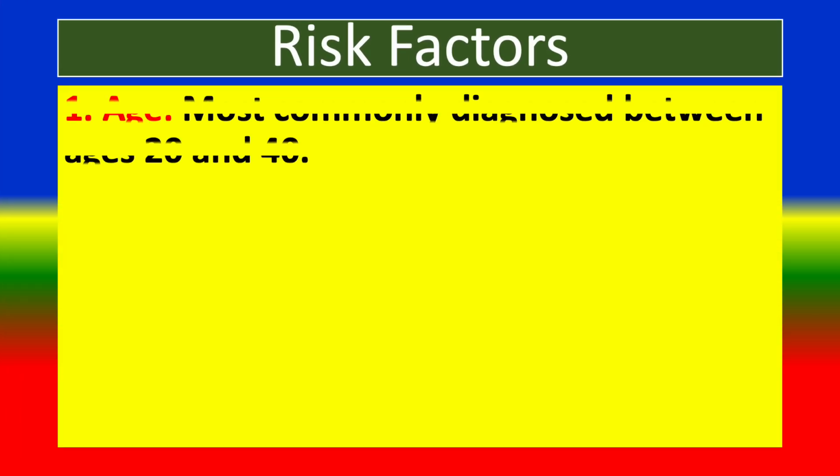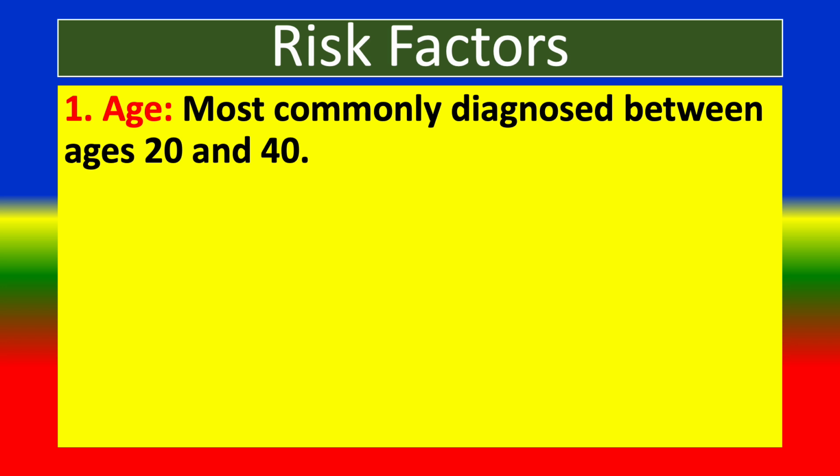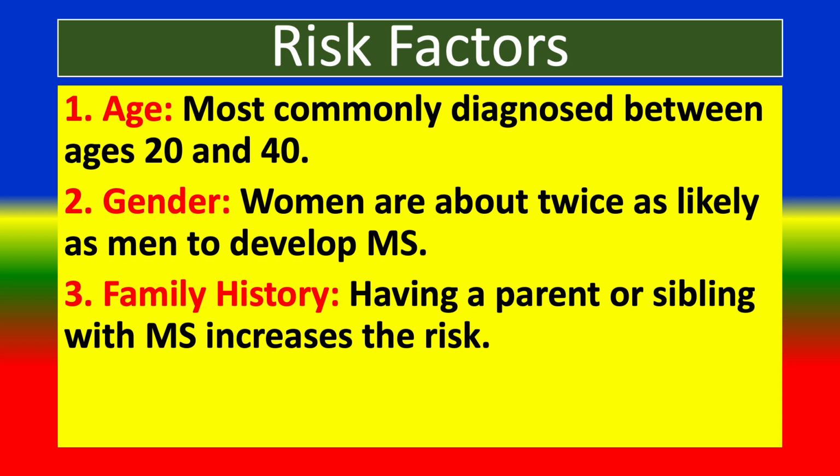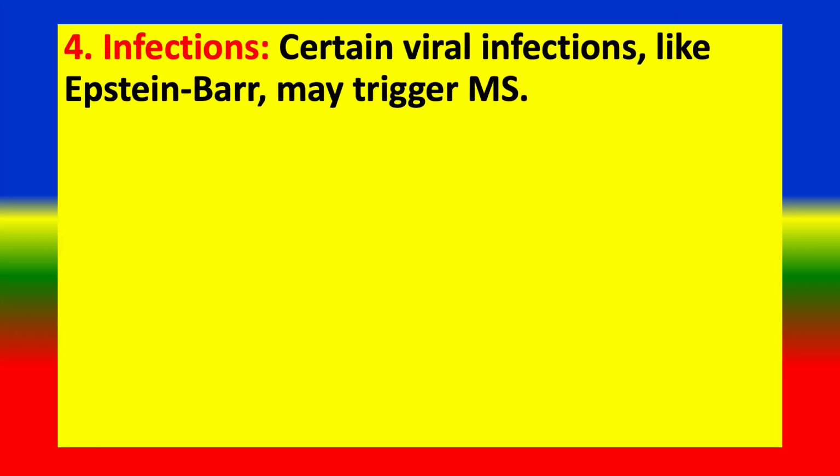Risk factors. 1. Age. Most commonly diagnosed between ages 20 to 40. 2. Gender. Women are about twice as likely as men to develop MS. 3. Family history. Having a parent or sibling with MS increases the risk. 4. Infections. Certain viral infections like Epstein-Barr may trigger MS.